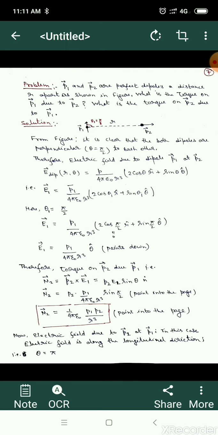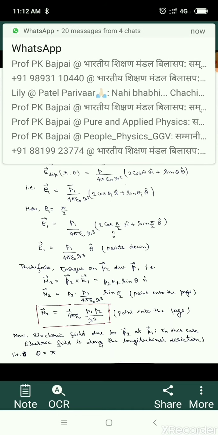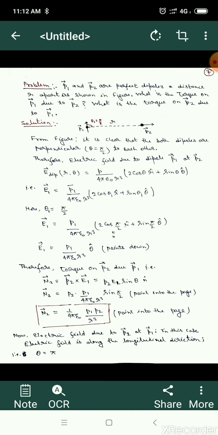So this is another problem. This problem is from Griffiths. It is given that P1 and P2 are two perfect dipoles at a distance r apart as shown in the figure. What is the torque on P1 due to P2, and what is the torque on P2 due to P1? So this is a very interesting problem.